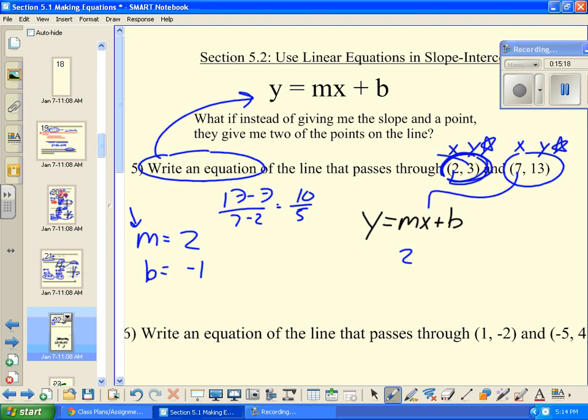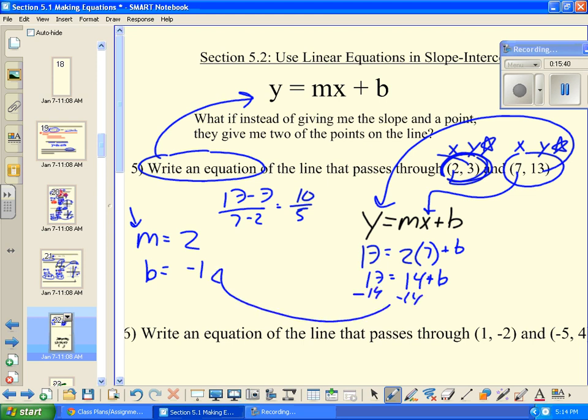7,13 means 7 is the x-coordinate, 13 is the y-coordinate. So I'm going to put those numbers in where they go. 13 goes in for y, 7 goes in for x. 2 times 7 gives me 14. So 14 plus b. If I subtract 14 from both sides to get b by itself, I also get b equals, what do you know, -1.